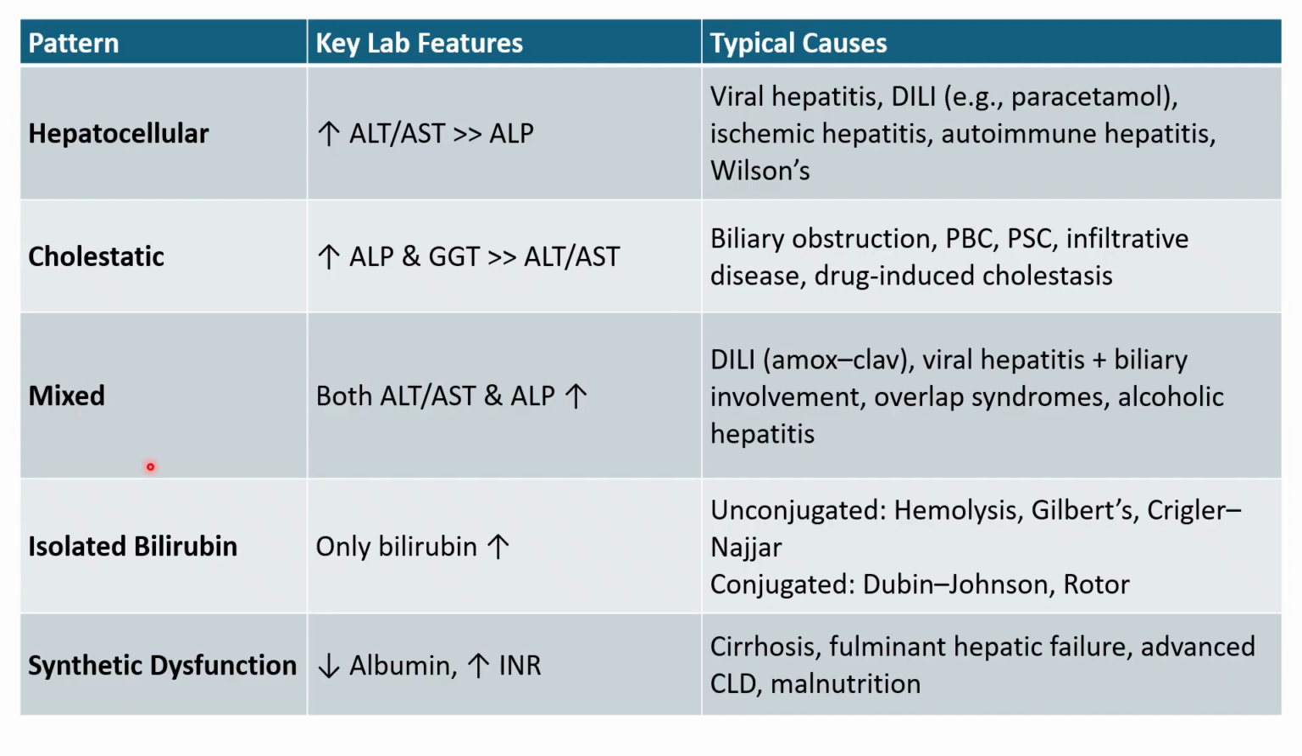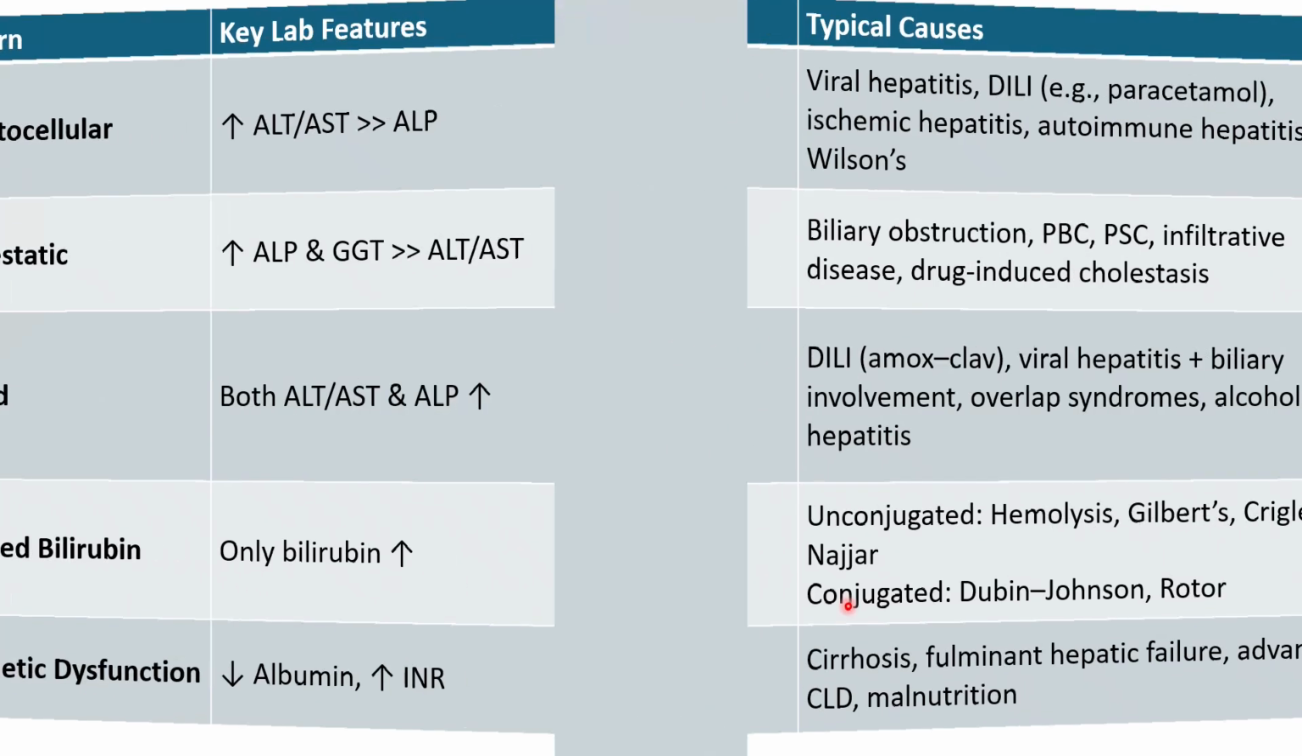For a mixed picture, you have elevation of ALT, AST, and ALP. This is common in drug-induced liver injury, then biliary involvement plus viral hepatitis. For synthetic dysfunction, you have reduction in albumin and increased INR.